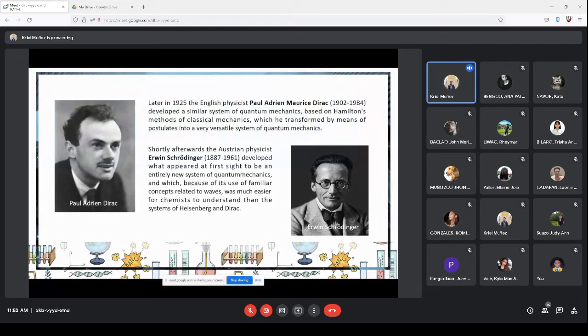So based on, he developed a similar system of quantum mechanics based on Hamilton's method of classical mechanics, which he transformed by means of postulates into a very versatile system of quantum mechanics. Since, class, this is a brand new branch of physics or brand new branch of science, nagsisimula lang lahat ng mathematical expression nila coming from their postulates. So what they would do is they would be writing postulates, and then after nilang ma-establish lahat ng gusto nilang sabihin sa postulates, itatranscribe nila yun into mathematical expression.